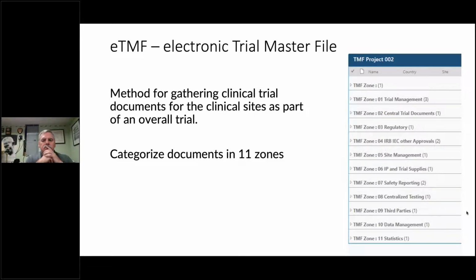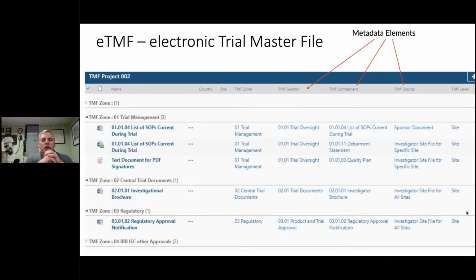Next slide, please. When I look at my trial master file, I want to ask, how do I look at all the different documents that are out there? Well, the TMF spec actually has a lot of this metadata defined for you. When you look at the columns, in this case on a SharePoint site that we're using, you'll see TMF section, TMF component, and TMF source, and under each of those columns you're going to see different data elements. That's some of the metadata.